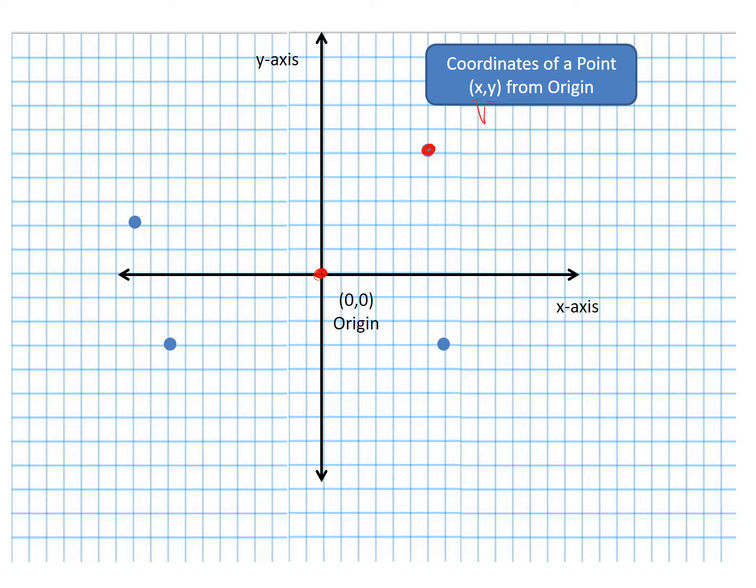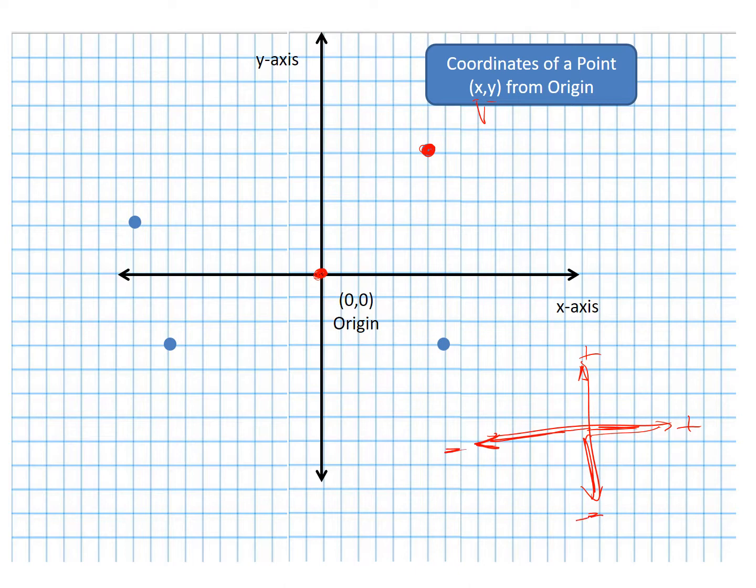So if I go from the origin up to this point, I'm going to go to the right, this way, and then I'm going to go up. Whenever I move to the right, that's a positive number, and whenever I move up, that's a positive number. But if I move to the left, it's going to be a negative number, and if I move down, it's also going to be a negative number. All right? So let's try this.